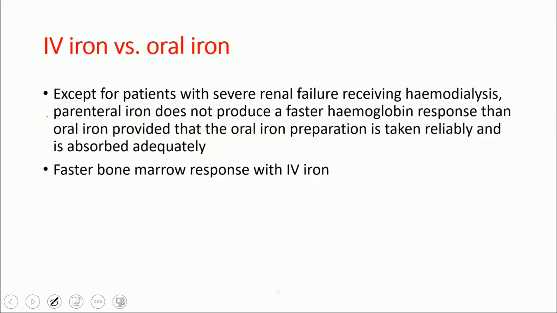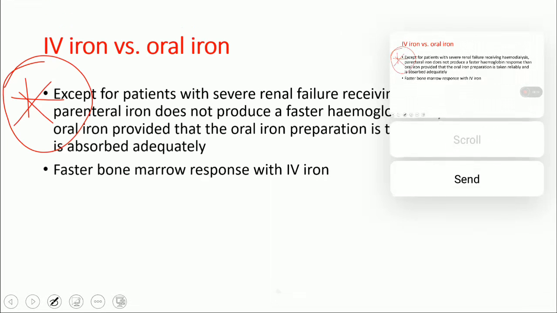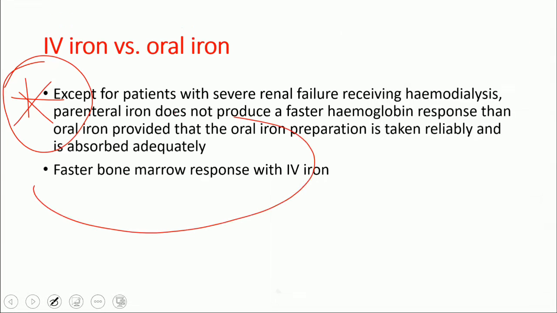Usually, IV iron doesn't generate a faster hemoglobin response compared to oral iron, except possibly in patients with severe renal failure. This is from evidence research. Most of the time, when you give oral iron or IV iron, it has the same hemoglobin response rate, except in patients with severe renal failure. What's very clear is that IV iron causes a faster bone marrow response. The bone marrow store replenishment is much quicker with IV iron. So these 2 points might be important for MCQs.